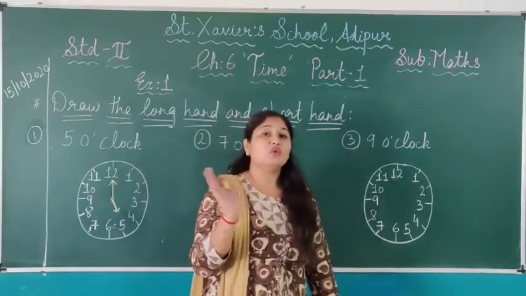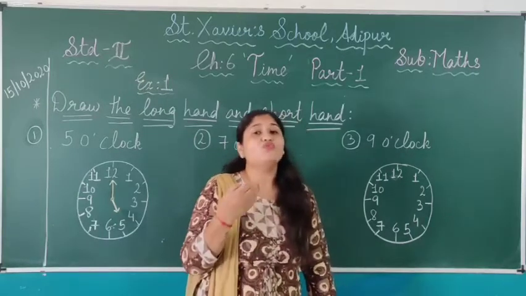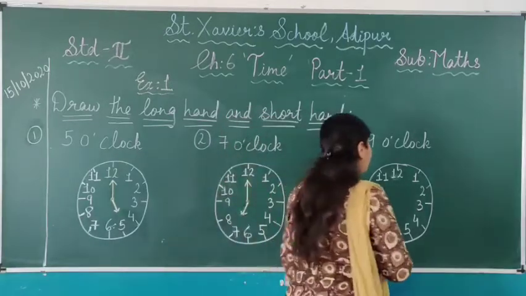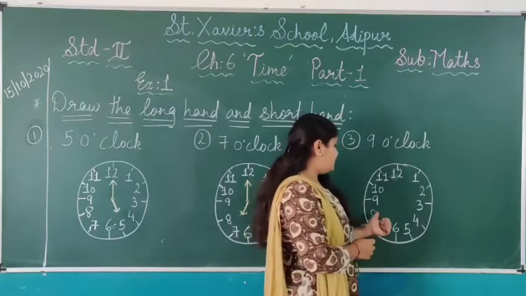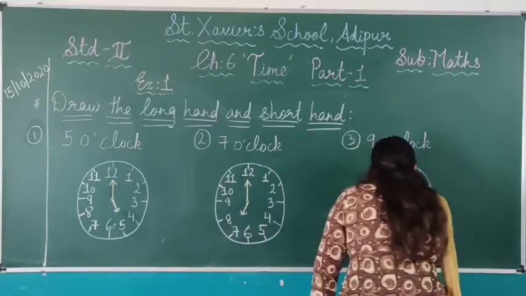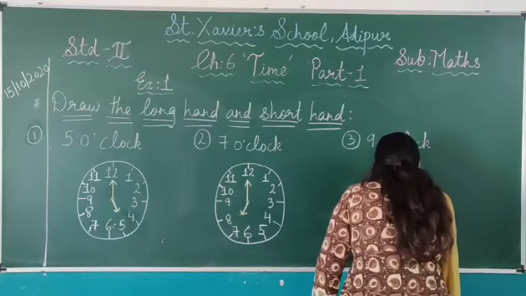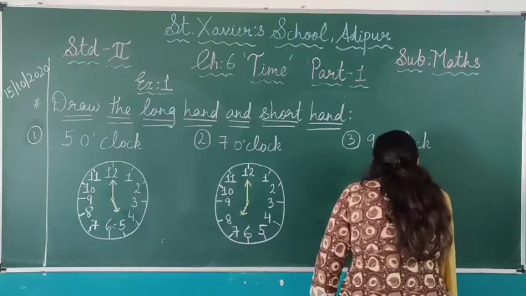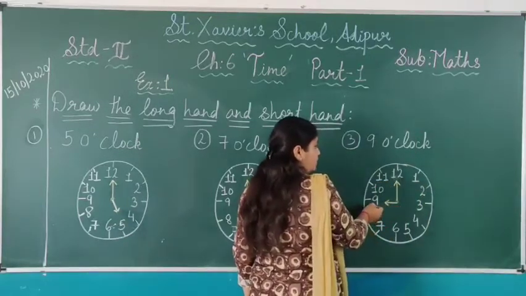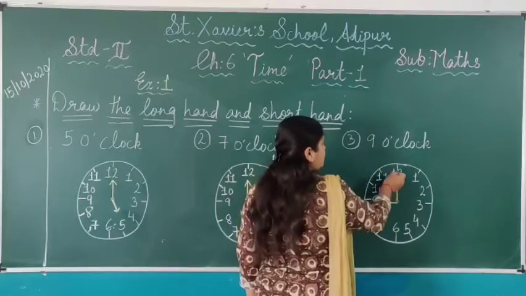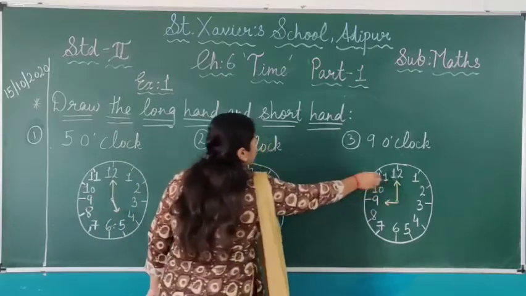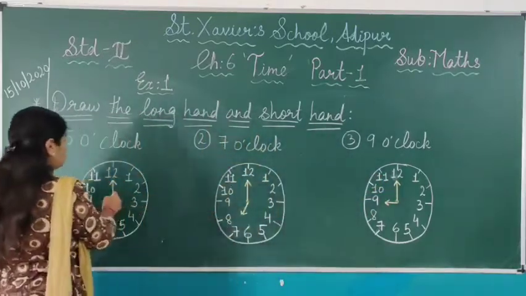Short hand will move towards which number and the long hand will move towards which number? Socho. Yes. The short hand will be at 9 and the long hand will be at 12, right? Right, so this is the short hand which is towards 9 and the long hand is towards the 12. Very easy, na students? All the long hands are towards 12, right? Yes, 12 ki taraf hai.